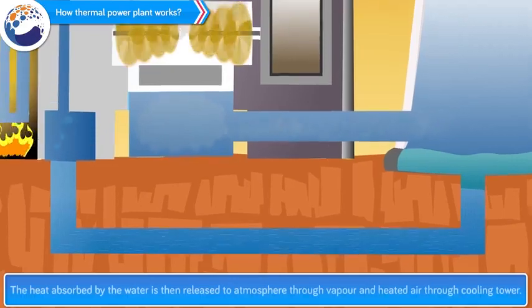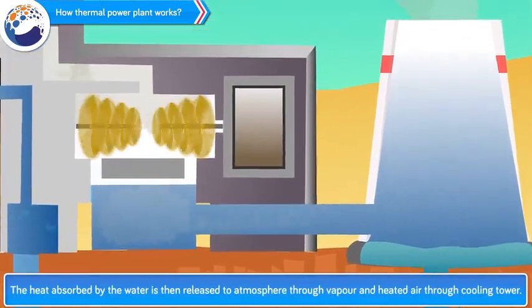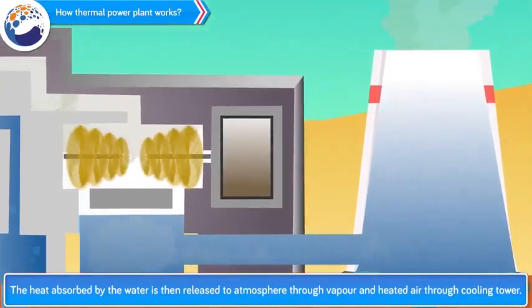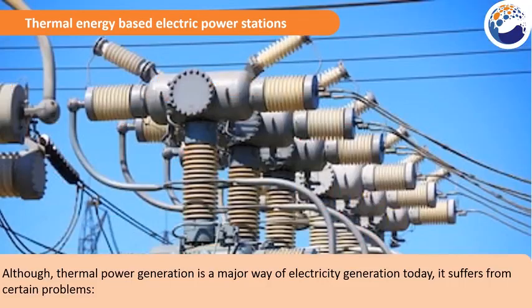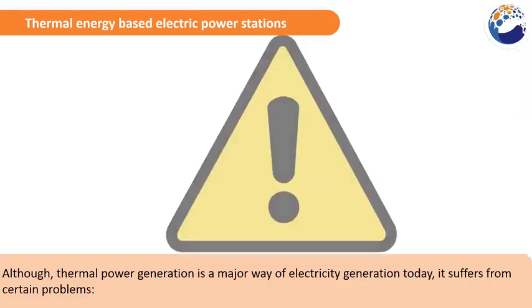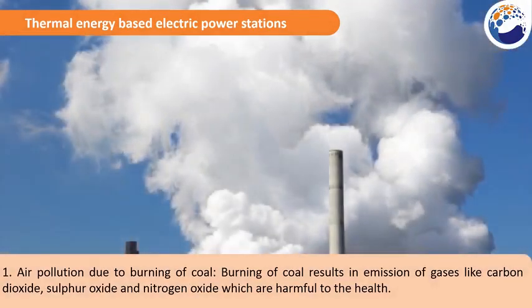The heat absorbed by the water is then released to the atmosphere through vapor and heated air through the cooling tower. Although thermal power generation is a major way of electricity generation today, it suffers from certain problems. Number 1. Air pollution due to burning of coal.